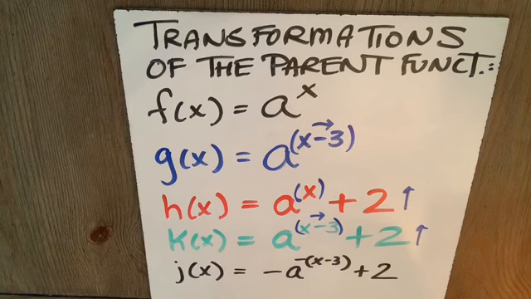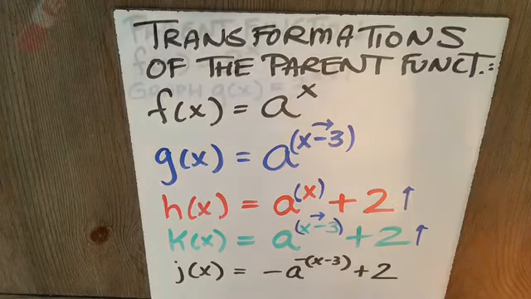And now we'd have to consider all of these transformations. This would be to the right, this would be up 2, this would be reflect over the y-axis, and this would be reflect over the x-axis. We're going to do examples with all of those.